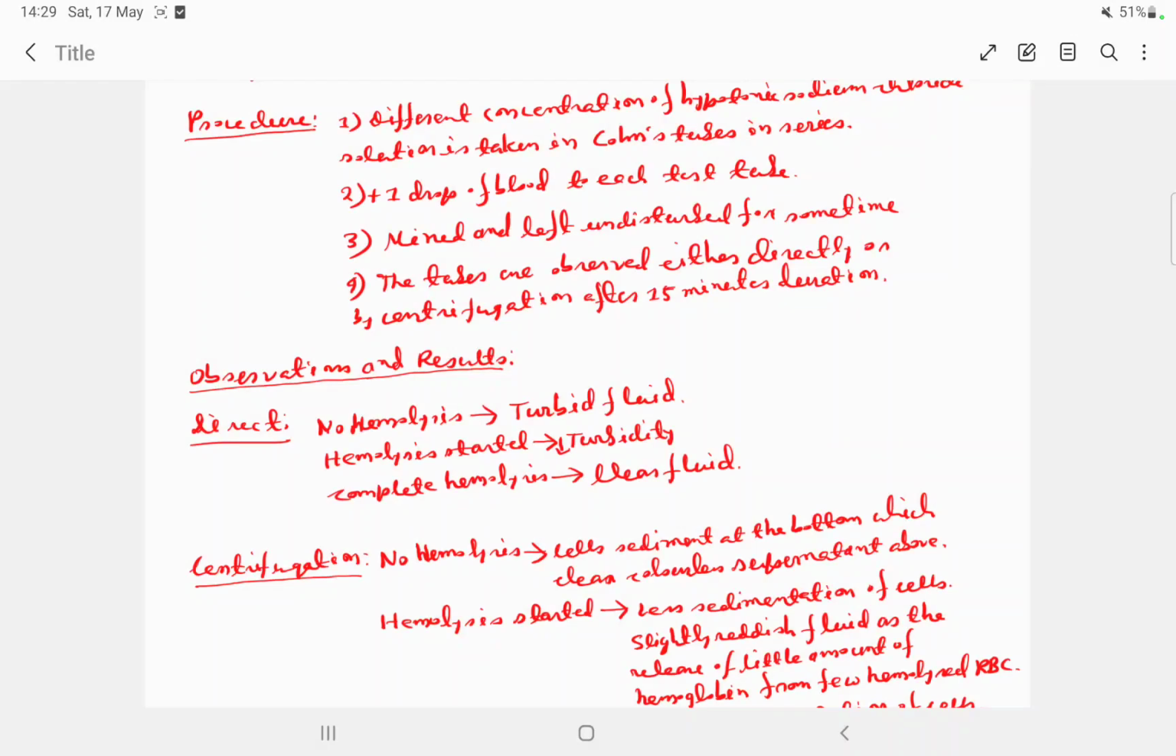So we'll check here the fragility to hypotonic solution, which is known as osmotic fragility, and mechanical fragility is the breakdown of RBCs due to mechanical stress or injury.